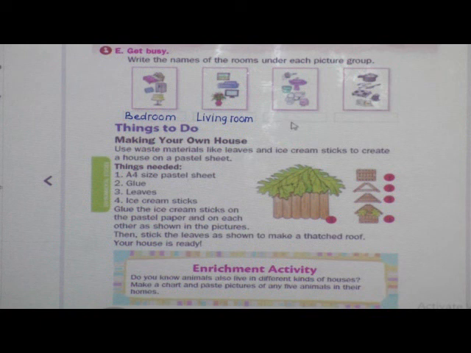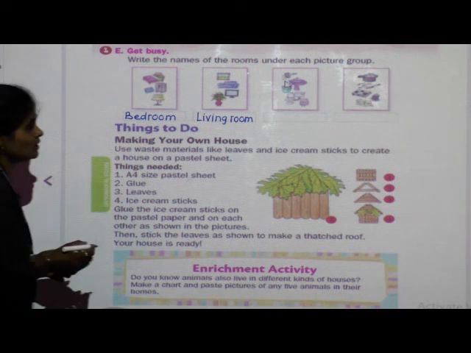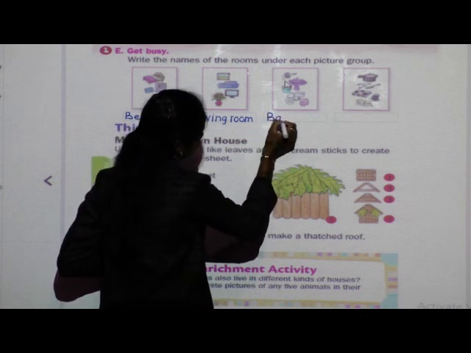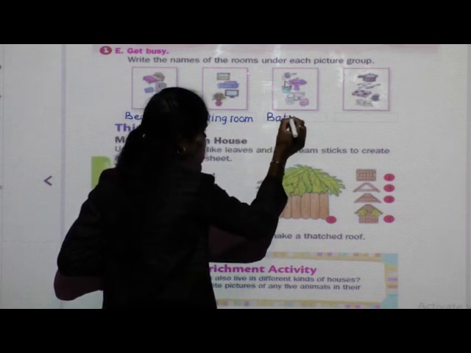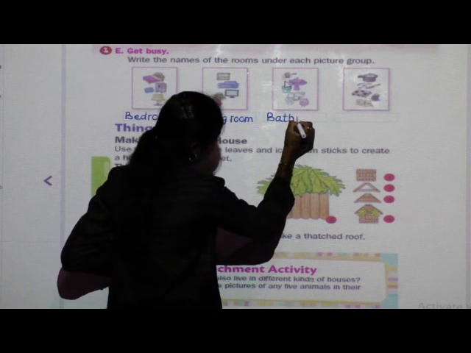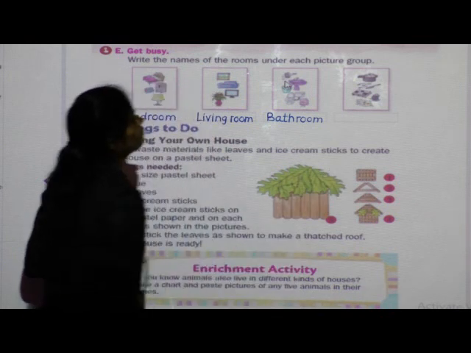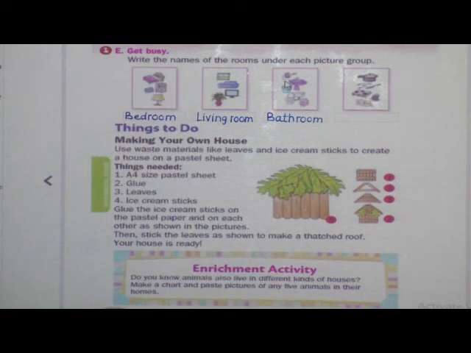See, what do you see in this picture? Wash basin is there, then shower, bucket, etc. These things are there. Then tell me, where do you find these things? In a bathroom. Right here, BATHROOM, bathroom. Next picture.